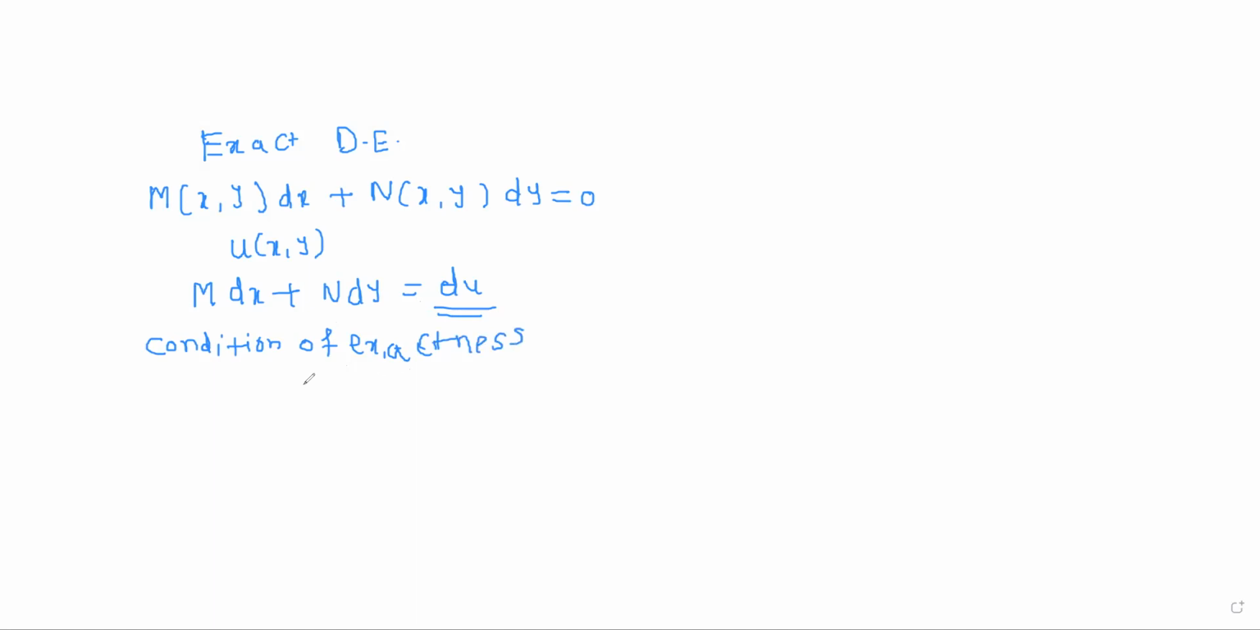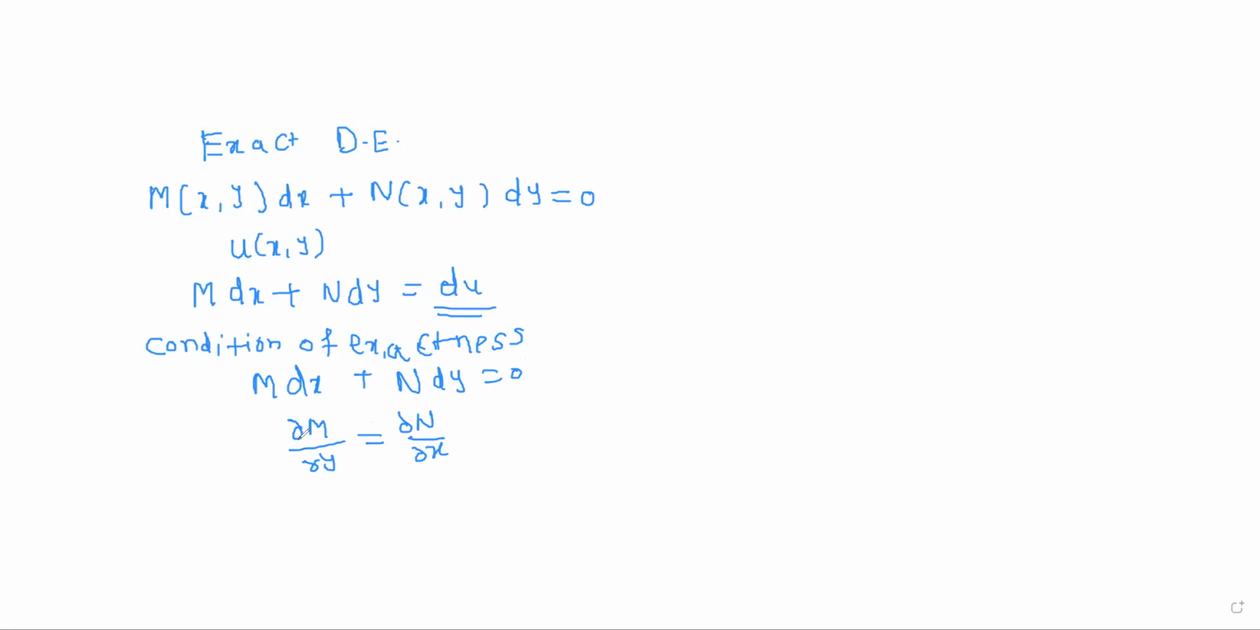So what does it mean? Suppose you are having the differential equation M dx plus N dy is equals to 0. So M is nothing but coefficient of dx, N is nothing but coefficient of dy. So when can we say that this is exact? So the condition of exactness is nothing but this: dou M upon dou y, if it is equal to dou N upon dou x, then we can say that the given differential equation is an exact differential equation.